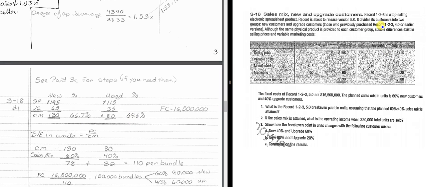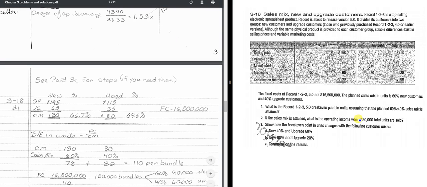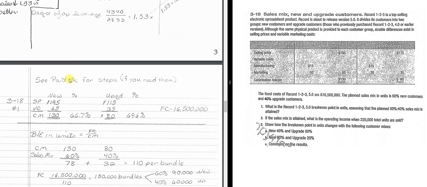I'm also told someplace in here, had to find it. Fixed costs are $16.5 million right here. Planned sales mix is 60% for new customers and 40% for upgrade customers. What is the break-even point in units, assuming that our sales mix is attained?